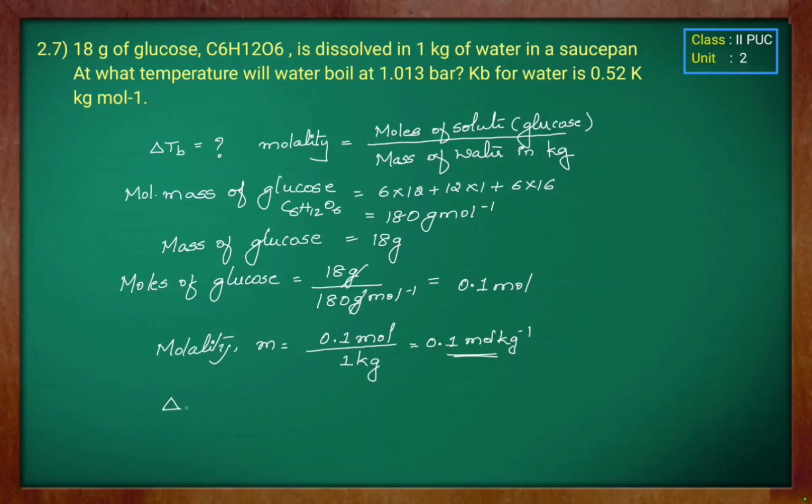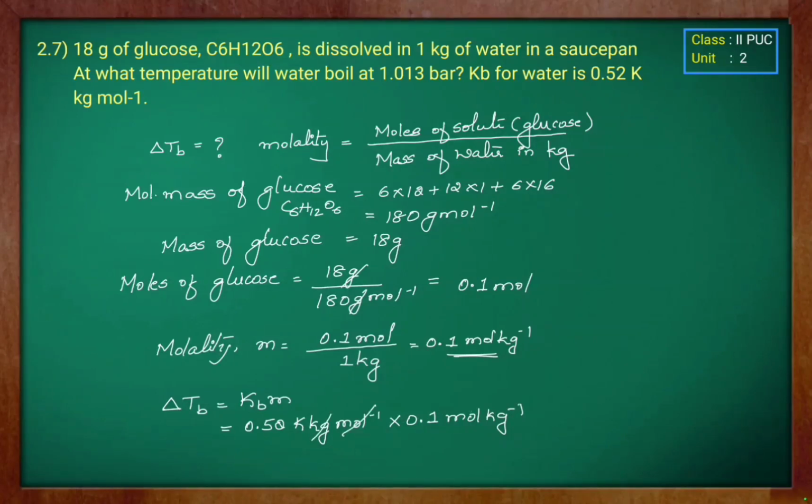So delta Tb is equal to Kb into molality. Molar elevation constant Kb for water is 0.52 Kelvin kg per mole. And molality we have calculated just now, it is 0.1 mole per kg.